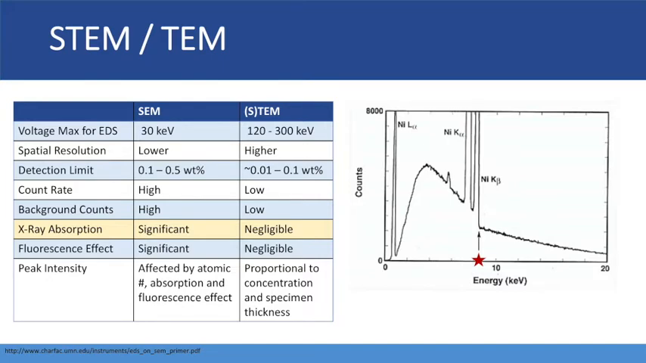The probability of X-ray absorption can be calculated using Beer's law, where the fraction of X-rays transmitted is a function of the mass absorption coefficient, mu sub m, density, and thickness d. The absorption coefficient is a function of the energy of the X-rays, the composition of the material that the X-rays have to traverse, and the density and thickness of the sample itself.